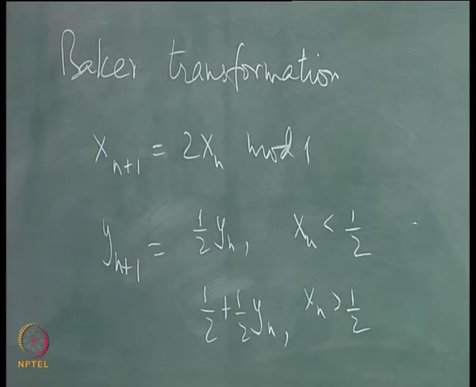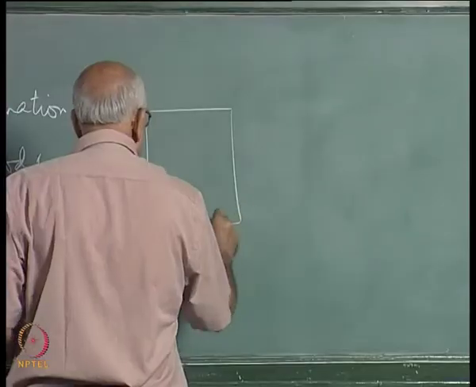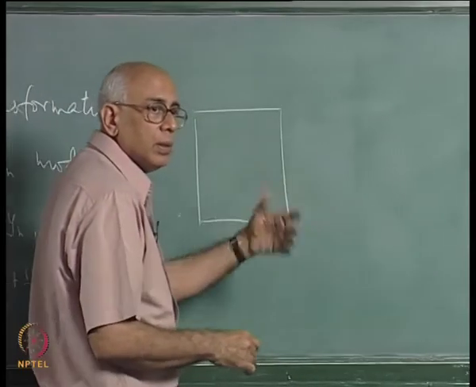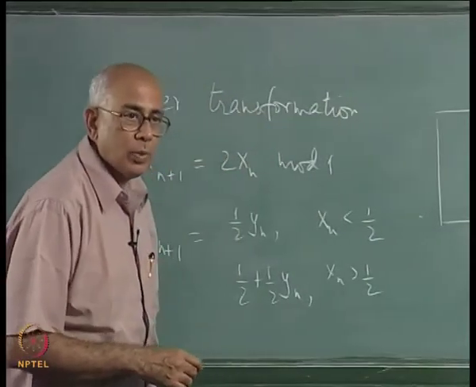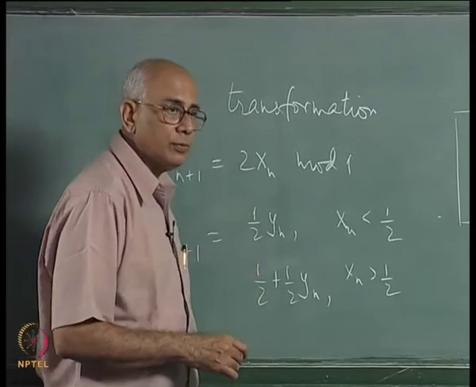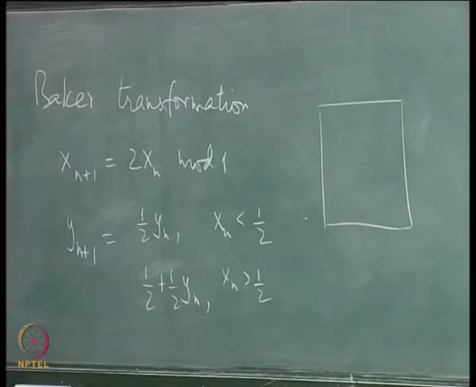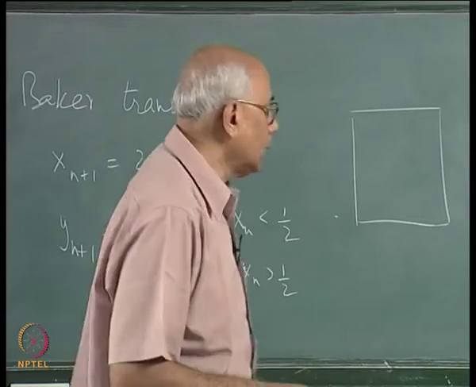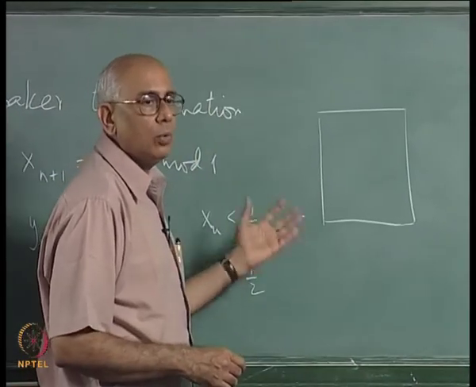We also saw that this map is chaotic and that the unit square in the xy plane gets completely scrambled up as you iterate this map, and that it has two Lyapunov exponents, one of which is log 2 and the other is log half, and that the sum of the Lyapunov exponents was equal to 0, as it should be because this is a measure preserving map. And it mimics in that sense a Hamiltonian system in a very, very crude sense.